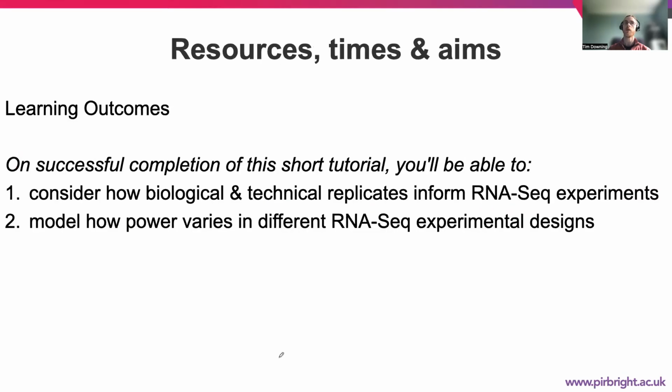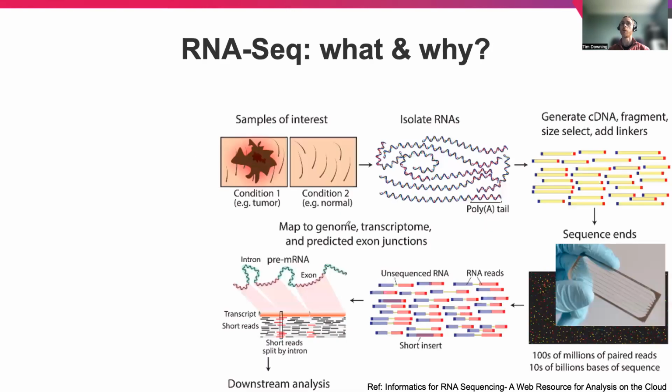What we're going to discuss here is firstly how biological and technical replicates inform RNA sequencing experiments. And secondly, we're considering how we can model the power in different RNA sequencing experimental designs in different organisms. What we first need to think about when we're doing RNA sequencing is how we actually apply it and the numerous steps involved. So firstly, we have the nuances of this stage of experimental design, and then considering how we're going to collect samples in a manner that informs our experimental question.